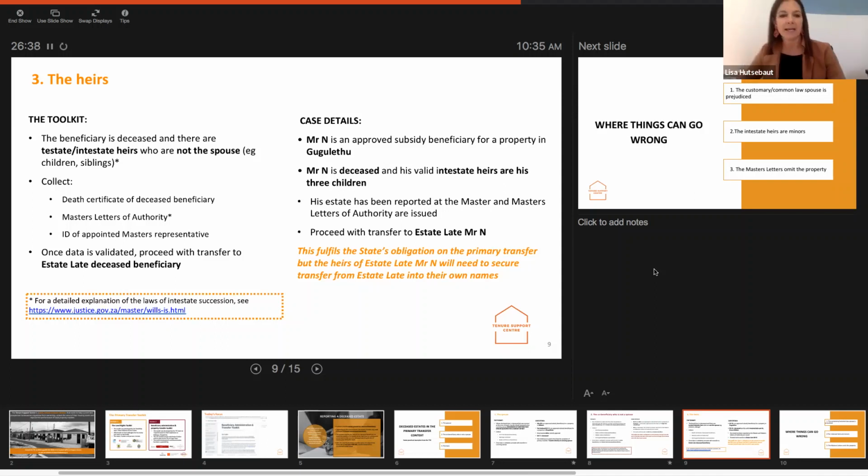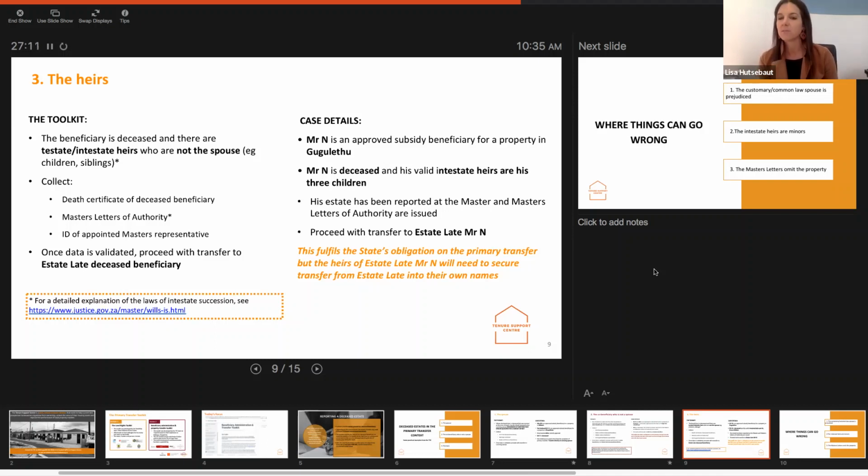You would basically collect the death certificate of your deceased beneficiary and the master's letters of authority. So again, you would have had to advise that family to go and report to the estate and wait for the master's letters to be issued, so that they can bring you the master's letters of authority, as well as the ID of the person who's been appointed in terms of those letters, because that is the person who would actually sign the sale agreement with the city or the province or whoever.